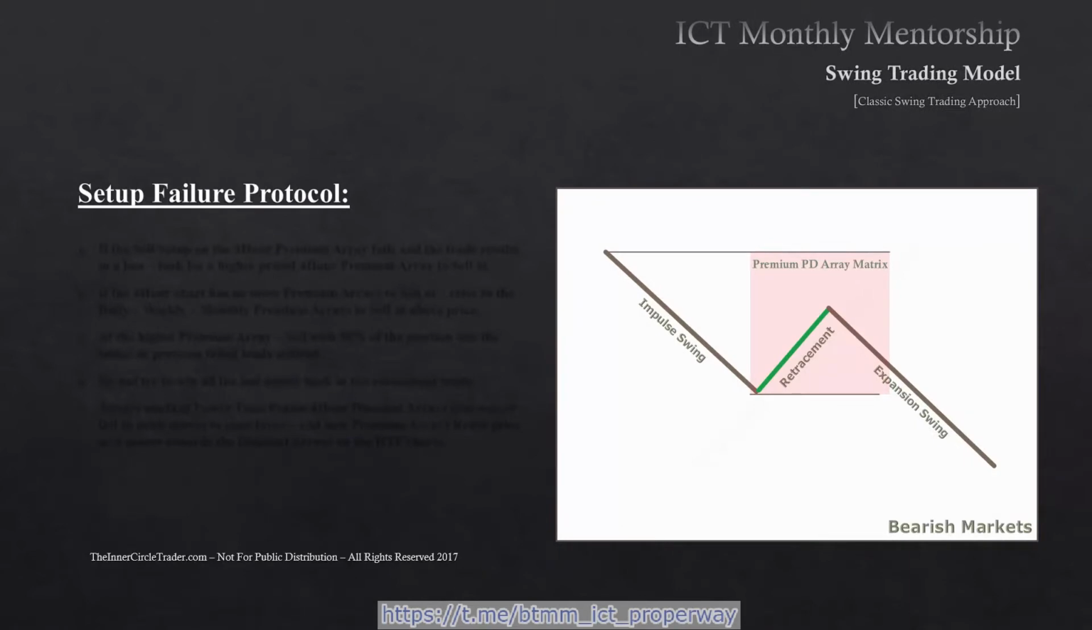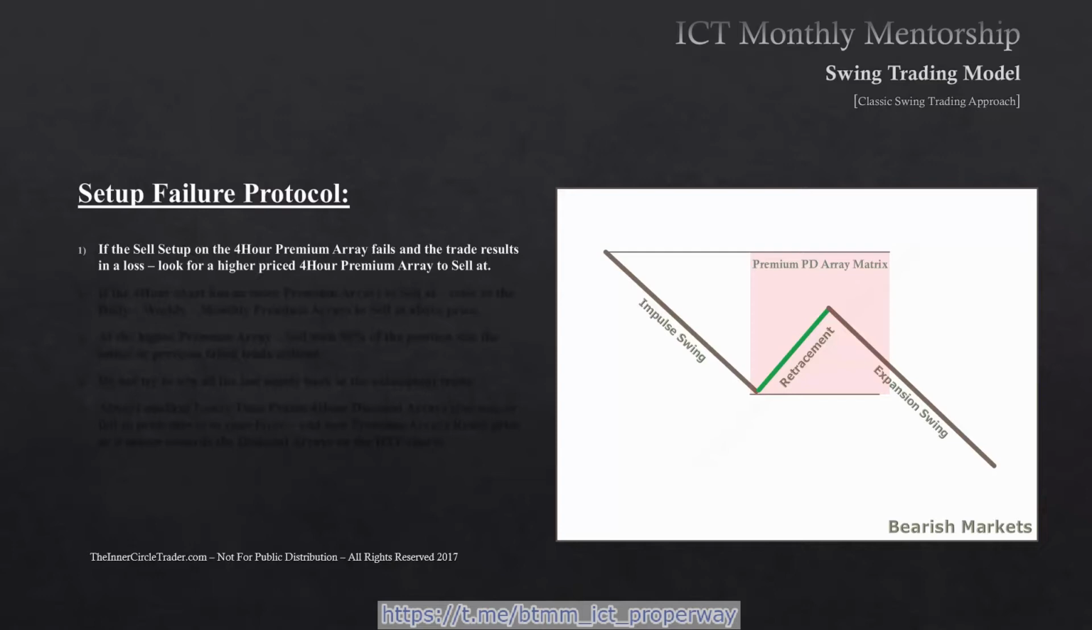Setup failure protocol. If the sell setup on the 4-hour premium array fails and the trade results in a loss, all you have to do is don't panic, accept the loss, but now you're just going to simply look for the higher priced 4-hour premium array to sell at. In other words, maybe you sold short at what you thought was a mitigation block and it just ran right on through you. Go to the next premium array and you look to sell it again.